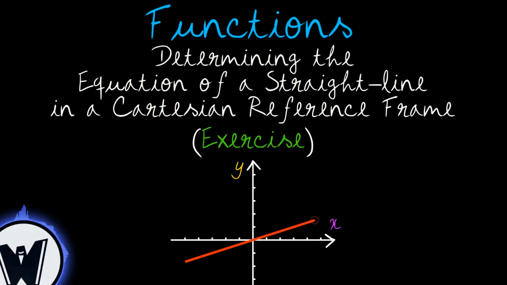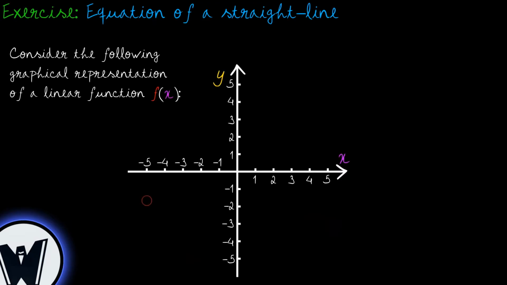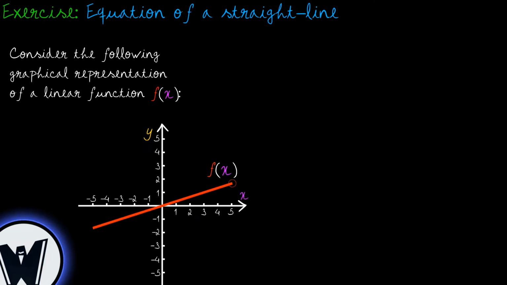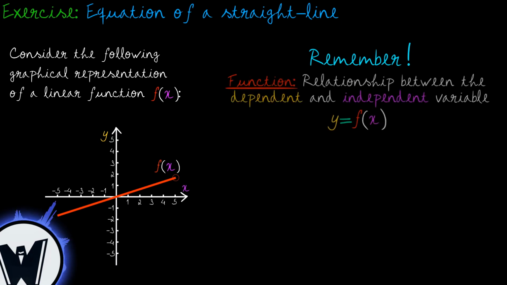Let's determine the equation of a straight line. Consider the following graphical representation of some function f in a two-dimensional Cartesian reference frame. We aim to formulate an equation that describes this relationship between the dependent variable y and the independent variable x, in other words, a function, here designated by f and represented in the Cartesian reference frame.